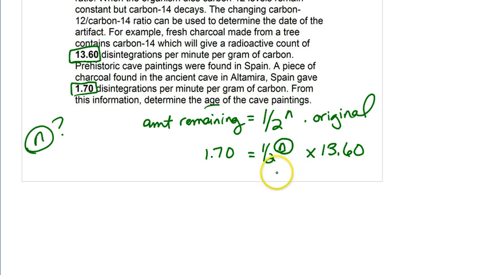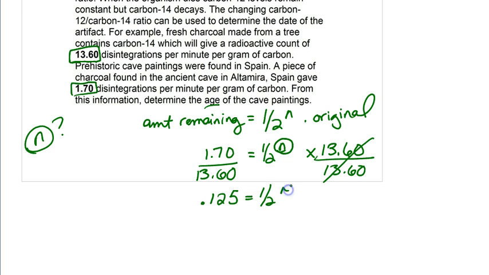Now what you could do is you could do a little trial and error. Otherwise, what you could do is do some algebra. So I'm going to take this and divide that on both sides. So I will end up with 0.125 equal to 1/2 to the n. Now if I want to solve for my exponent here, there's a few ways of doing it. Again, you could do trial and error, or you could take the log of 0.125 over the log of 0.5, get my n then, which is about 3.